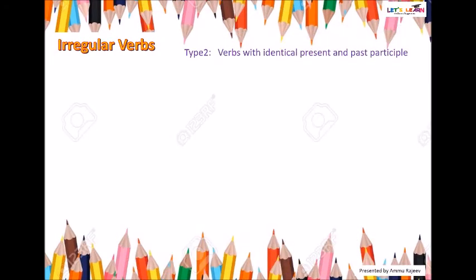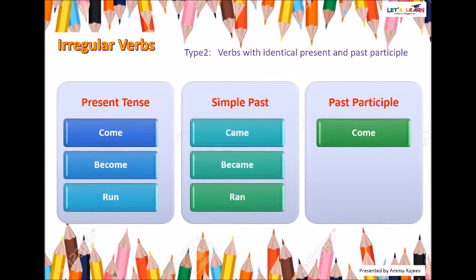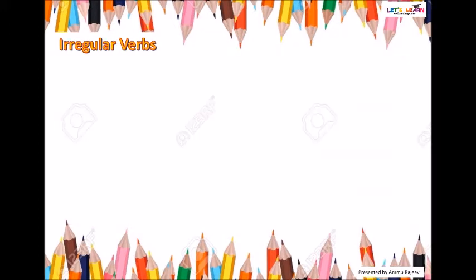The second type of irregular verbs has identical present and past participle form. Listed are just some of the examples for such irregular verbs. The third type of irregular verbs have the past and the past participle form the same.